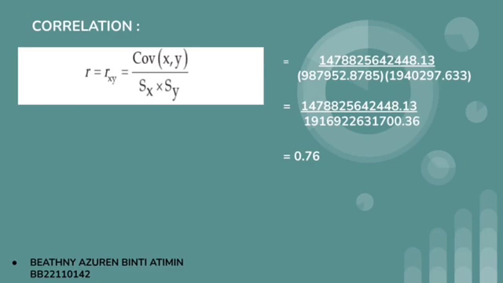We should multiply the standard deviations for x and y first before we divide the covariance by the answer. So the final answer will be 0.76. This value shows a positive relationship between the variables x and y, and the strength of the correlation is strong because it is closer to 1.